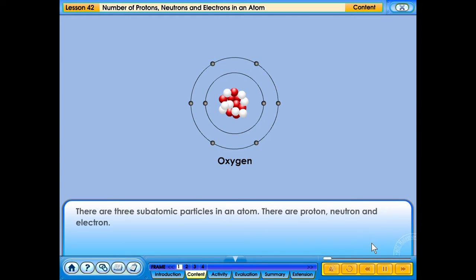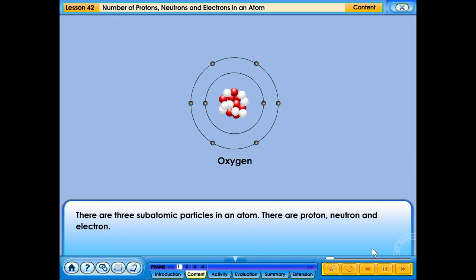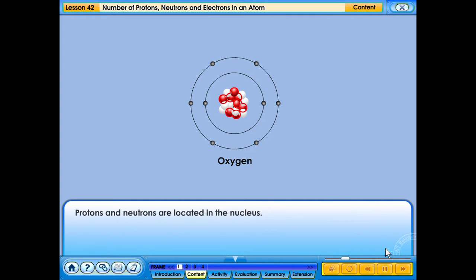There are 3 subatomic particles in an atom. They are proton, neutron and electron. Protons and neutrons are located in the nucleus. The number of protons in atoms are different for different types of atoms.